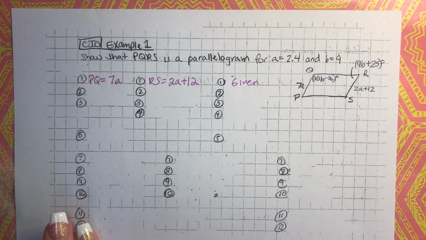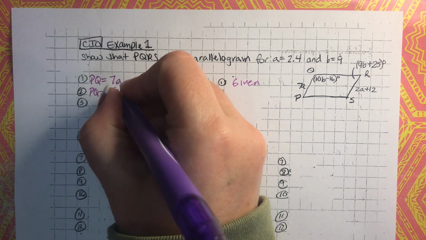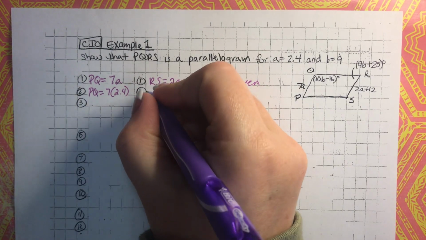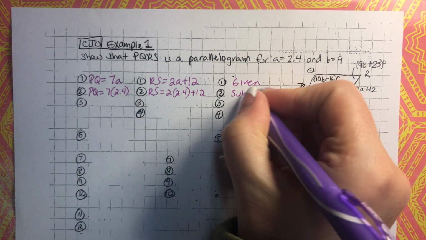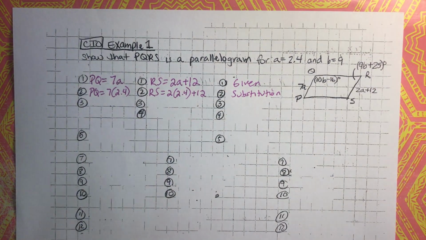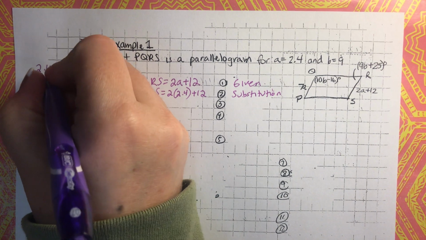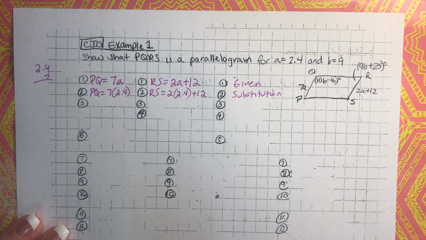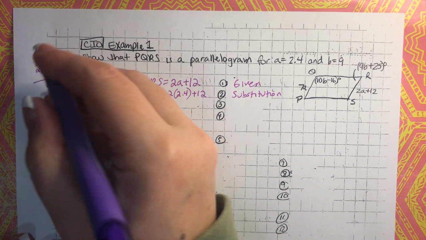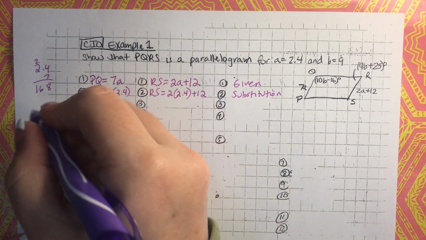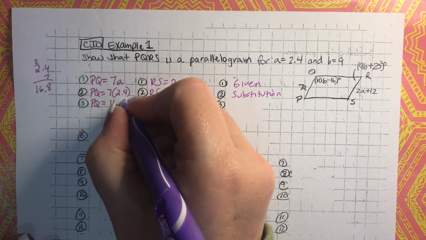And then we know that A is equal to 2.4. So we're just going to substitute that in. 7 times 2.4. And I'm just going to do the same thing here. And that's substitution. Okay? And then we just need to figure out what that is. 7 times 2.4, I'm not quite sure. I'm going to go off to the side and figure that out. 7 times 4 is 28, right? The 8, carry the 2. 7 times 2 is 14, plus 2 would be 16. And then 1 decimal, so it's going to be 16.8. So PQ is equal to 16.8.